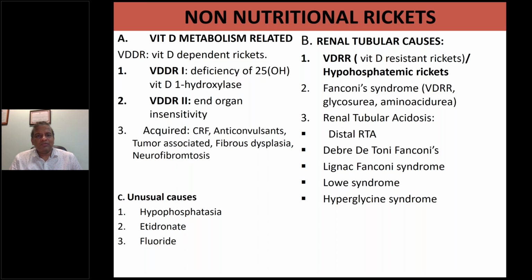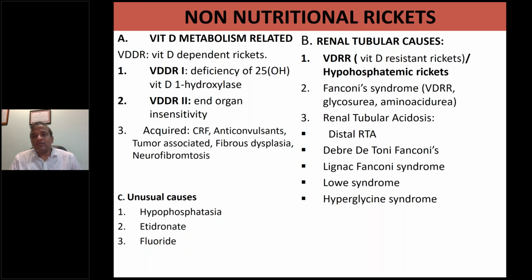The vitamin D metabolism related one is VDDR, vitamin D dependent rickets. VDDR1 is where there is a deficiency of the 25-hydroxy vitamin D 1-hydroxylase enzyme, and VDDR2 is where there is end organ insensitivity. There is vitamin D, but it is not working. One is because of lack of the hydroxylation enzyme, and one is because of receptor level insensitivity. It can be acquired in CRF, chronic renal failure, anticonvulsants, fibrous dysplasia, or neurofibromatosis.